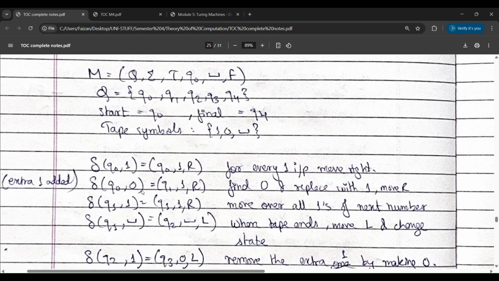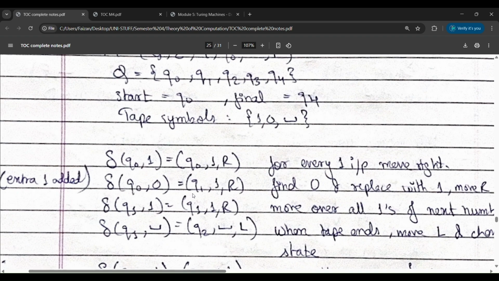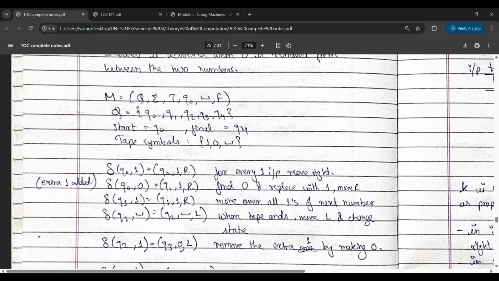Same concept. So when we encounter a 0 in the string, we are going to change state. First of all, from q0 you'll go to q1, replace the 0 with 1 and move right. As it says, find 0 and replace with 1, move right. Then at q1 you do the same thing you did at q0: if you have a 1, you replace it with 1, which means you're not changing it, and you move right. You'll keep doing this until you reach the blank symbol. If the input symbol at q1 is blank, you go to q2 and move left.